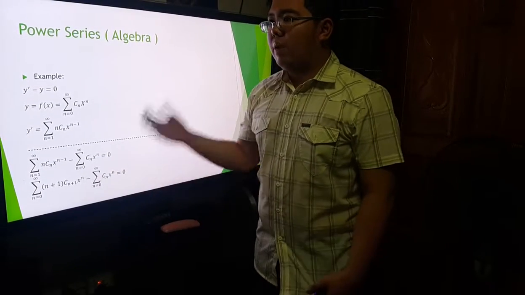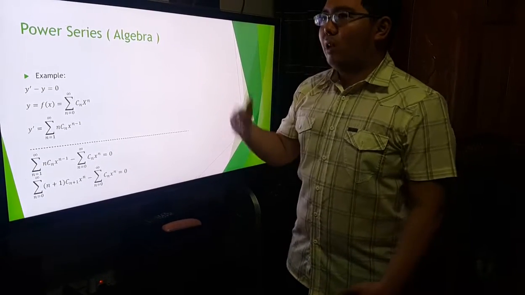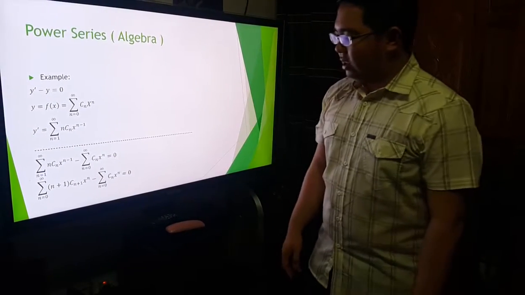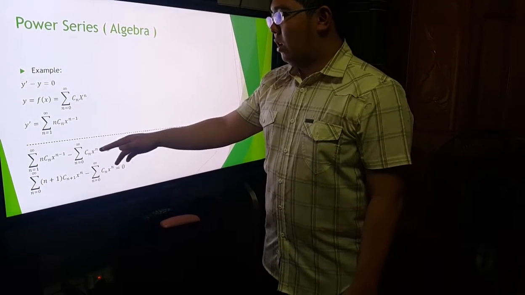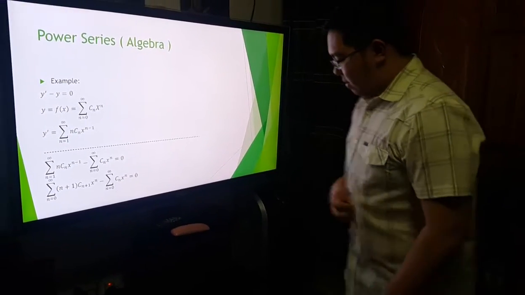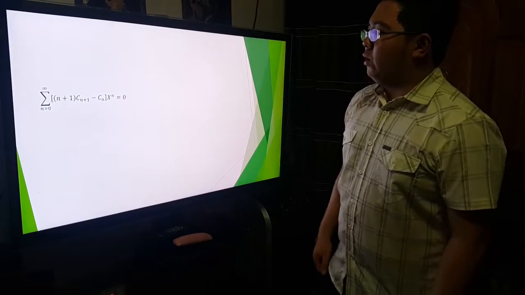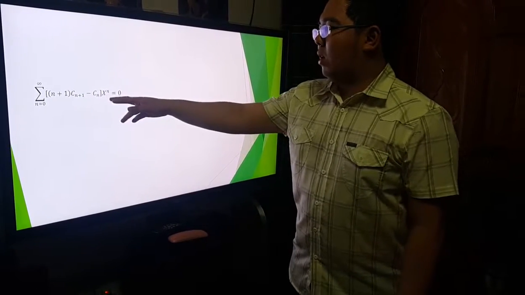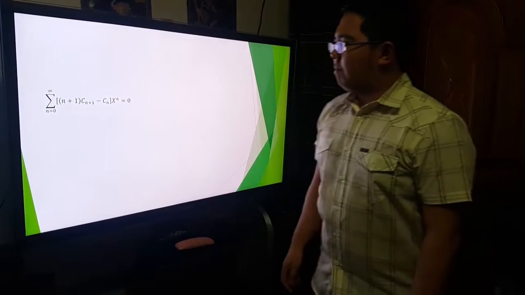Every time you subtract something from the indices, make sure that you add what you have subtracted in the full equation. Right here, (n plus 1) c_(n plus 1) x raised to n minus 1 plus 1, which will give you x raised to n. Therefore, factoring it will give you (n plus 1) c_(n plus 1) minus c_n, and you have already factored x raised to n in the sigma.